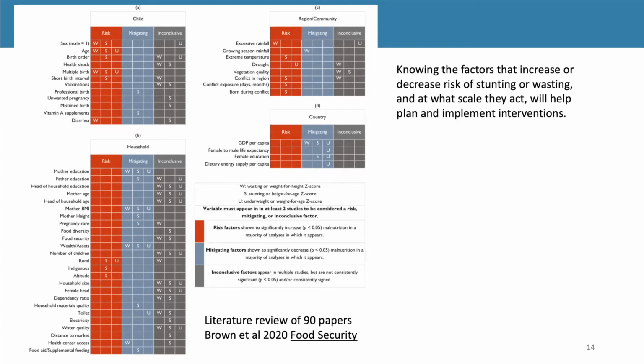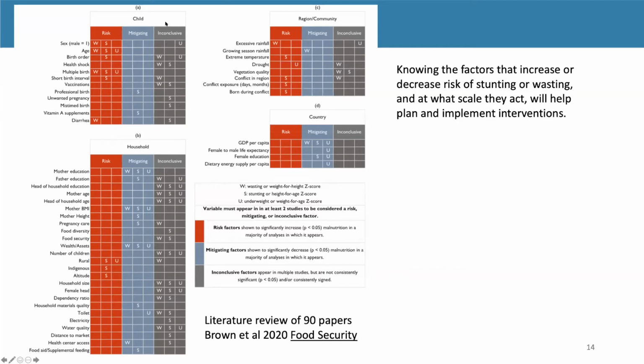Also being sick, like diarrheal diseases, for example. At the household level, the education of your parents, the employment of your parents, the head of the household age, and other parameters such as dependency ratio, how many other dependents are in the household, are pretty inconclusive. Or distance to market. Healthcare access is a mitigating factor. If you have access to healthcare, you're much less likely to be wasted.